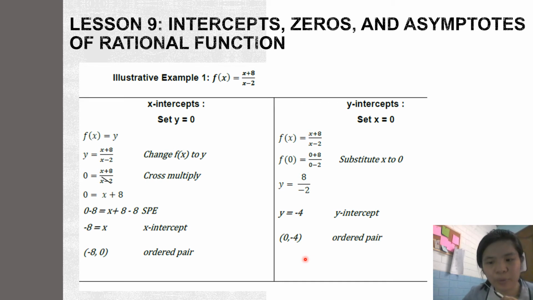So, ganun lang po yung intercepts natin. X-intercepts and y-intercepts. X-intercept is the value of x when y is 0. Y-intercept is the value of y when x is 0.